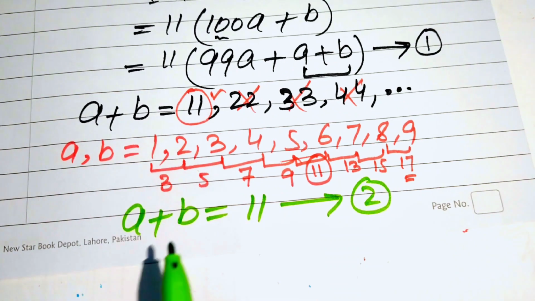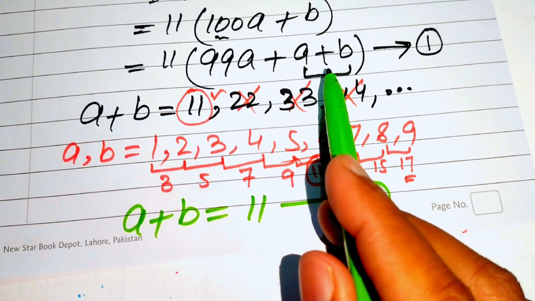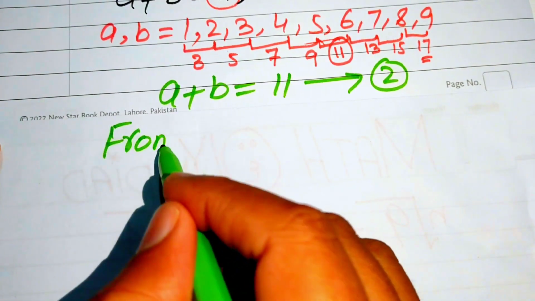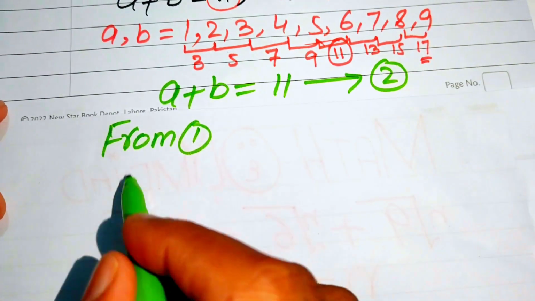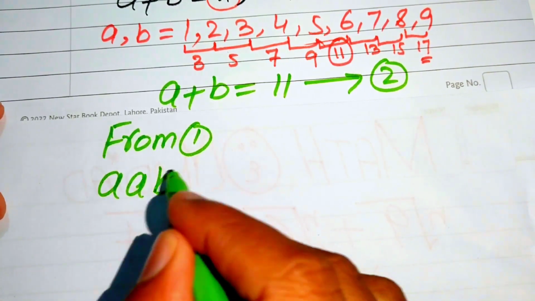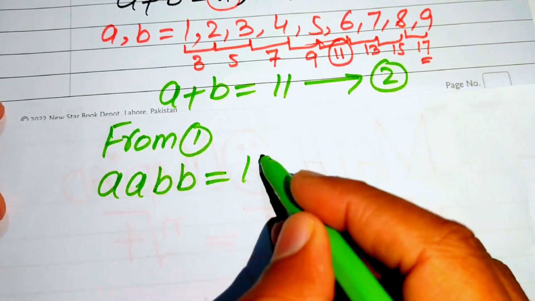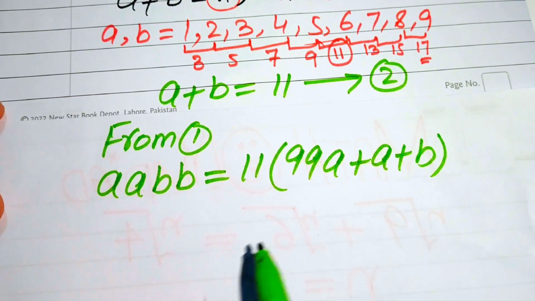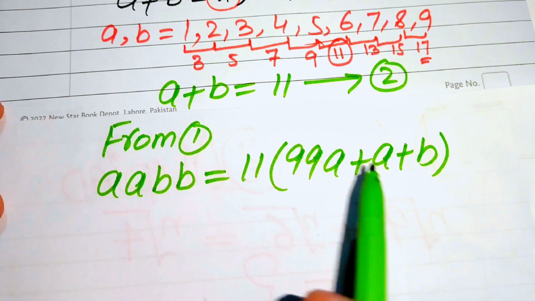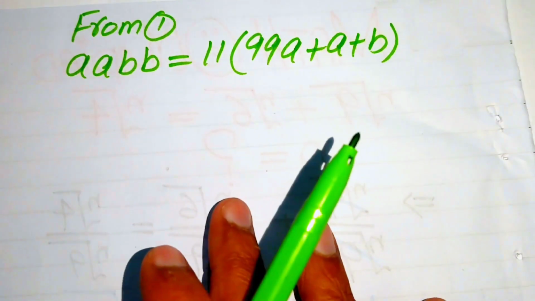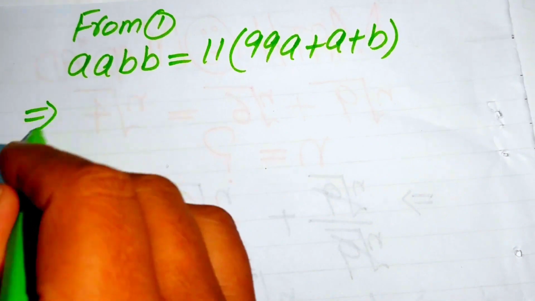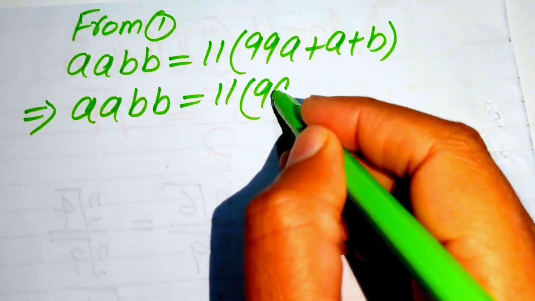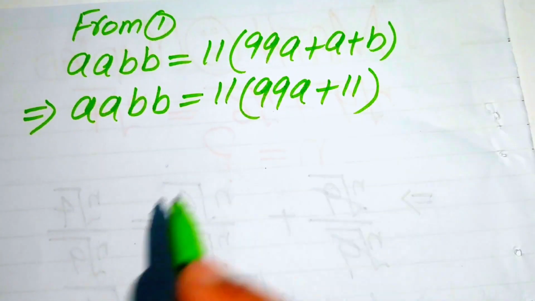So here we put the value of a plus b equals 11 in equation number 1. Equation number 1 is abb equals 11 times (99a plus a plus b). So we put the value of a plus b here: a plus b equals 11, so we get abb equals 11 times (99a plus 11).